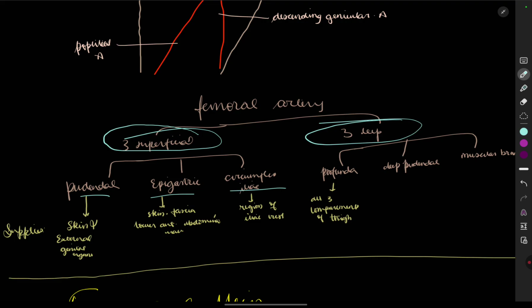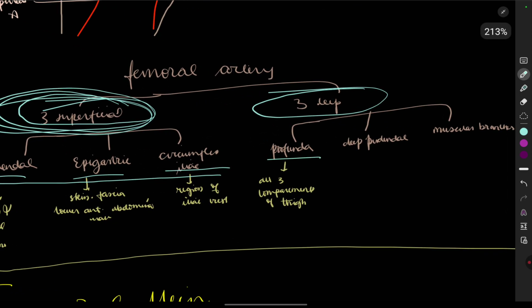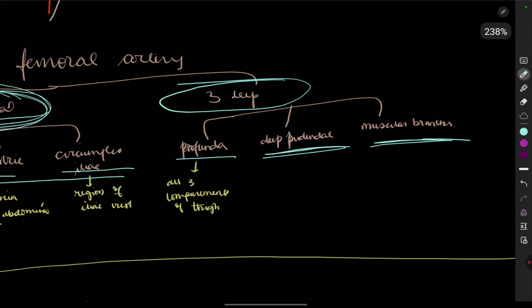circumflex iliac artery. We have already studied this in the second video of the lower limb, that I've already covered very nicely. Please go and check that out if you haven't yet seen that. We have studied all this. Okay, and the deep is the profunda femoral artery, and the deep pudendal artery, and it gives muscular branches.